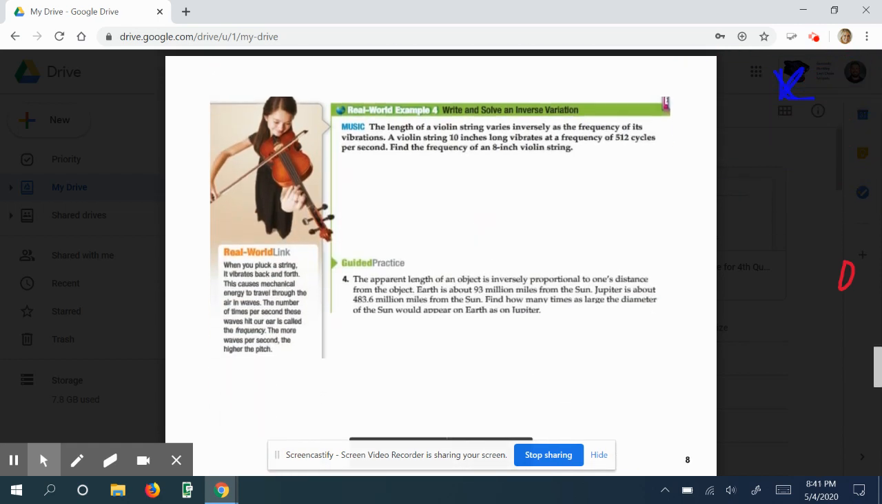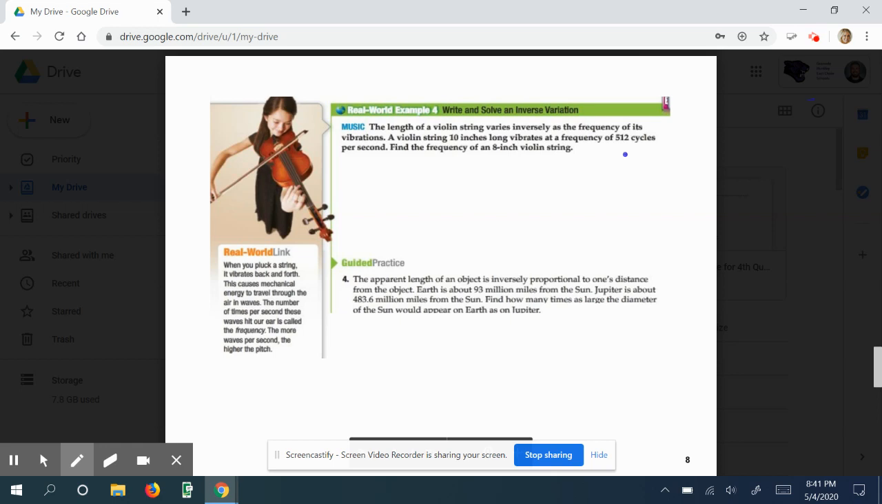Now, I told you that there's lots of applications for inverse functions, and here's one right here. It says the length of a violin string varies inversely with its frequency in its vibrations. If a violin string is 10 inches long and has a frequency of 512 cycles per second, find the frequency of an 8-inch violin string.